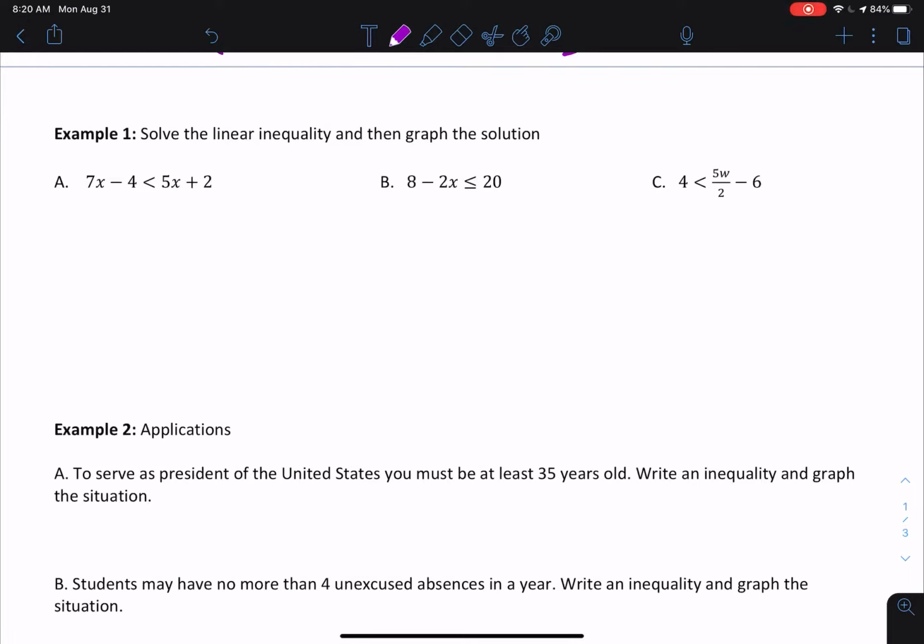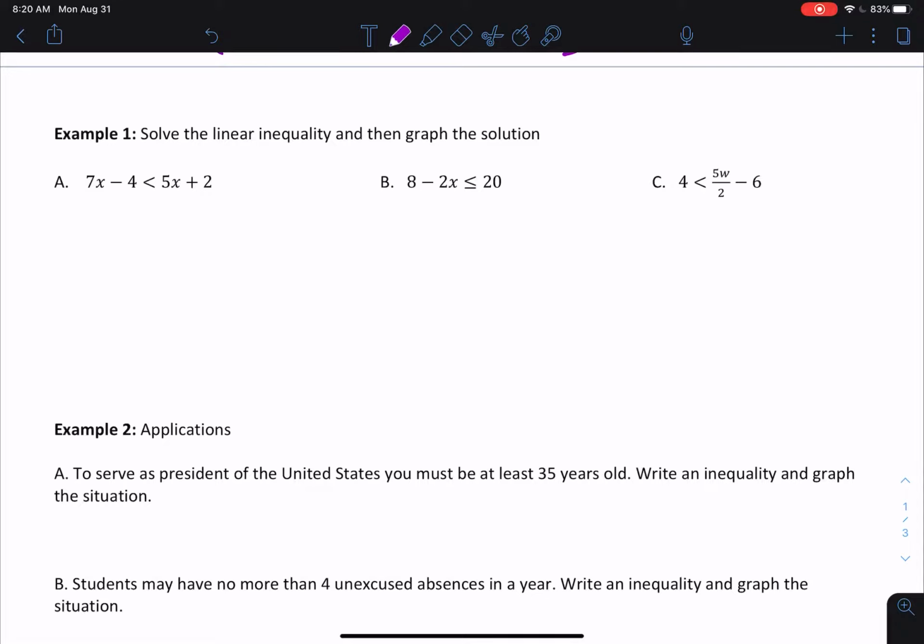All right, so let's start solving these inequalities. I would solve these linear inequalities with the same exact steps you would use if you were solving an equation, as if instead of an inequality symbol it were an equal symbol. We're still going to use those same exact steps. So like in A, I want to get my variables on one side and my numbers on the other.